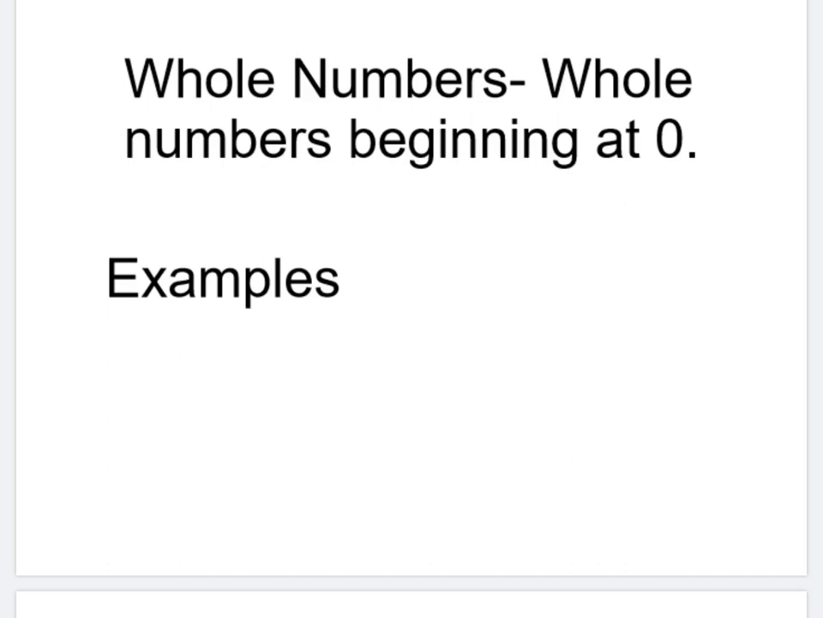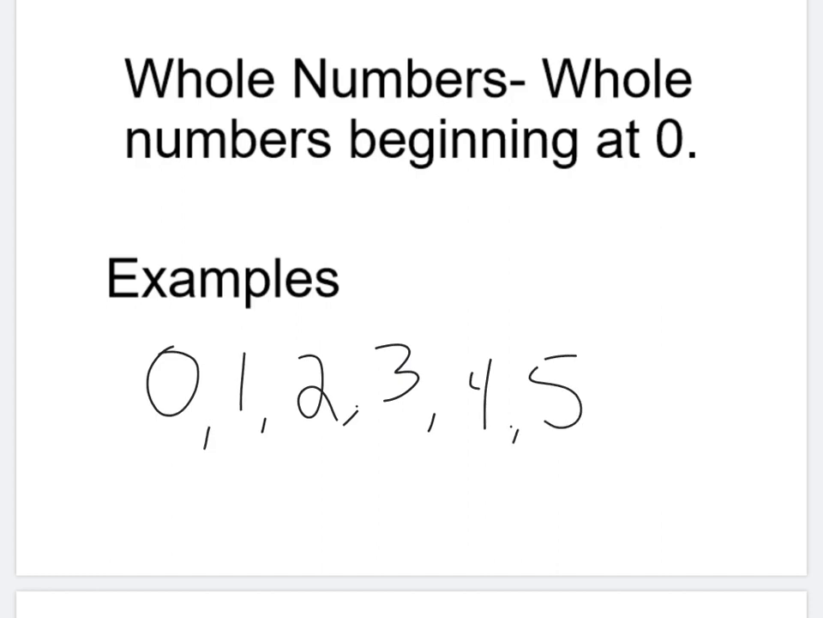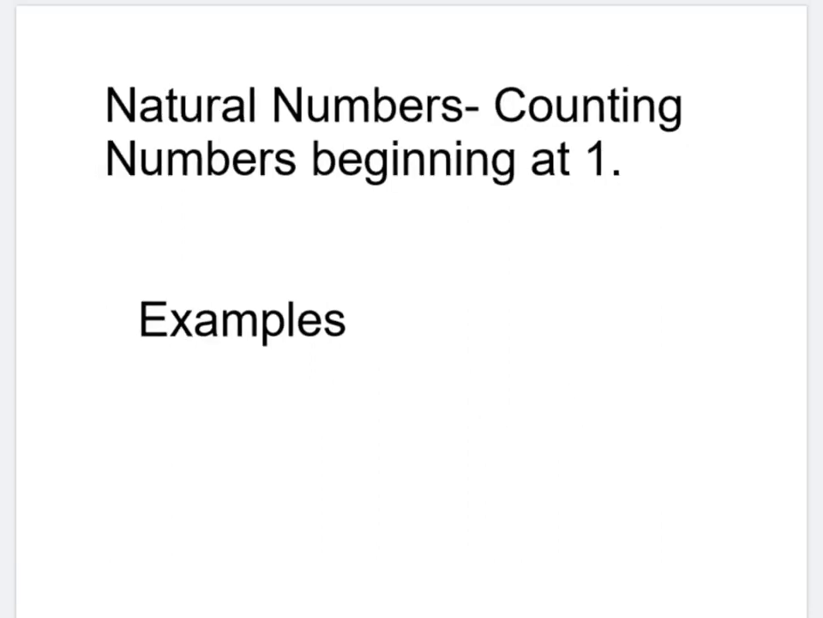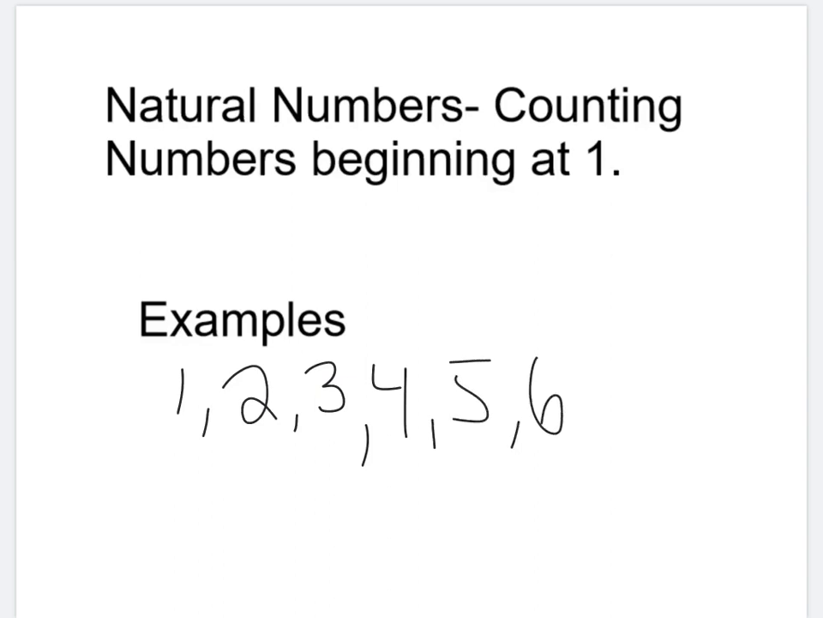The next type of numbers are whole numbers. Whole numbers are the numbers you count with, except this time they begin at 0. So there is nothing smaller than 0, and they're whole numbers, meaning they don't have any fraction or decimal parts. So I would have 0, 1, 2, 3, 4, 5, etc. The last set of numbers is natural numbers. Natural numbers are counting numbers that begin at 1. So this time they don't include 0. So I would have 1, 2, 3, 4, 5, 6, etc.